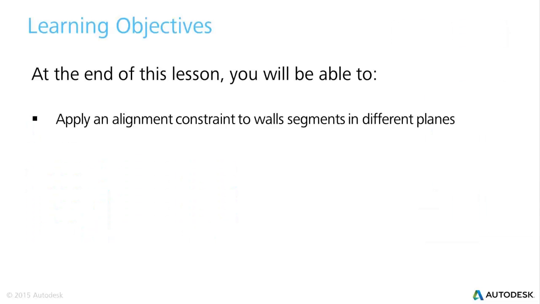Let's review the learning objectives for video 4. In this lesson, we will be able to apply an alignment constraint to two wall segments that are in different planes. And the purpose is to create and encode our design intent to become a permanent part of the design process. With that, let's go ahead and get started.